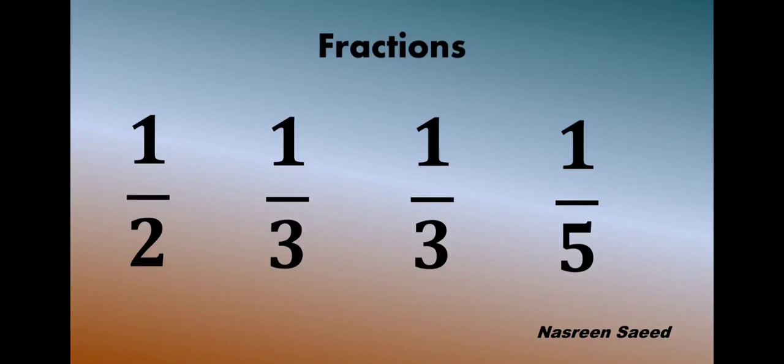So according to you, which is the greater number here, or which is the greater fraction over here? The number 1 upon 2 is greater, because as the denominator goes on decreasing, जितना denominator कम होता है, नीचे का नंबर कम होता है, उतना ही नंबर big होता है. So here 1 upon 2 is greater than 1 upon 3.